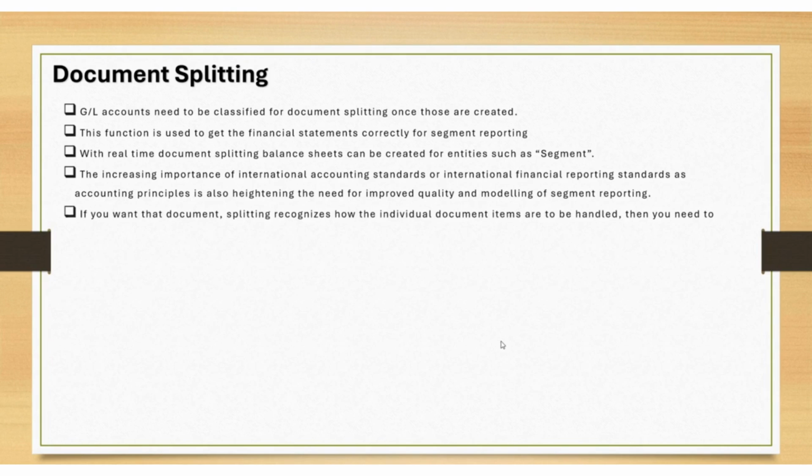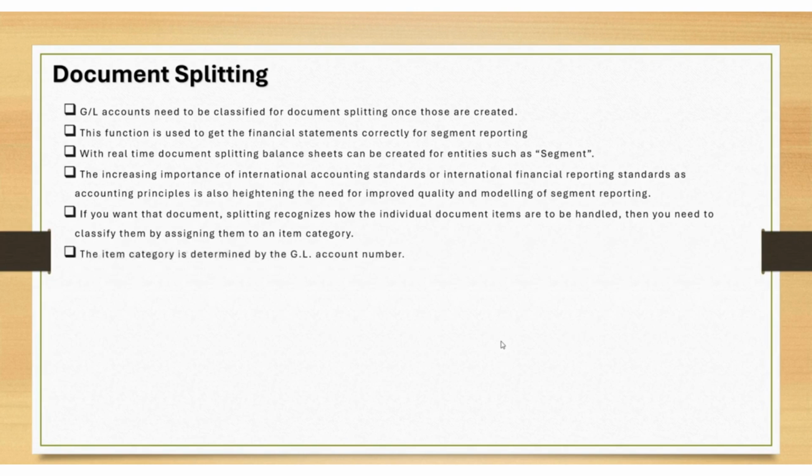If we want document splitting to recognize how the individual documents are to be handled, then you need to classify them by assigning them to an item category. The item category is determined by the GL account number. Item categories are included in the standard SAP system. You cannot define any additional item categories.